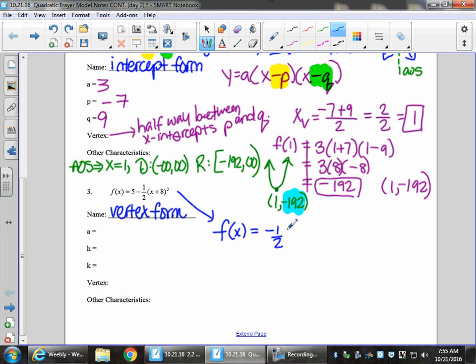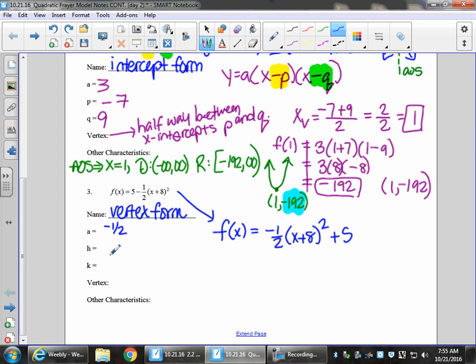Negative 1/2 times x plus 8 all squared. What would this be? Plus 5. It just took that k value and kind of stuck it in the front on you. Why? It's just being sneaky. You could do that? I won't do it too often, but I do want you to realize you can rearrange your equations. What's A?